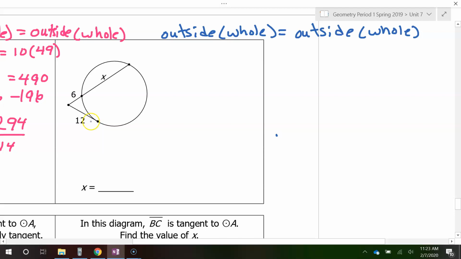Now this is a special case where we have a tangent segment here, and so there's only the one part. So another way to think of this, instead of saying outside times whole, this tangent segment is going to be both the outside and the whole also. So another way to think of this is tangent segment times tangent segment. All right, but it's really the same thing.